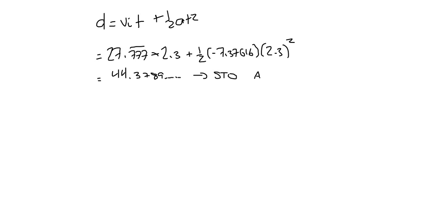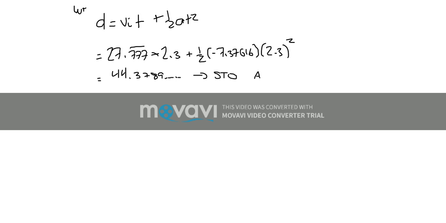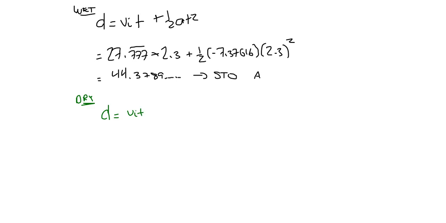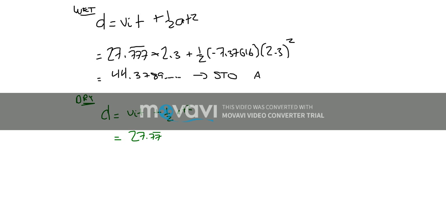Because that was, I believe, the wet stopping distance. Now we have to do the dry stopping distance. I might have them backwards, but it really won't make a difference because you use the same formula. D equals VIT plus 1/2 of AT squared, and you're still plugging in all these values. 27.77 repeating, still a value. The time was still 2.3.